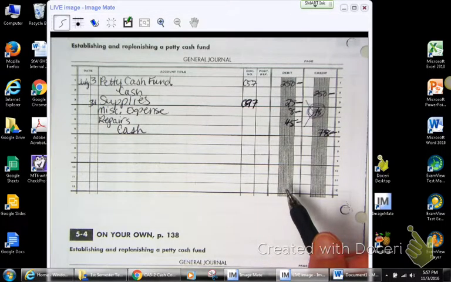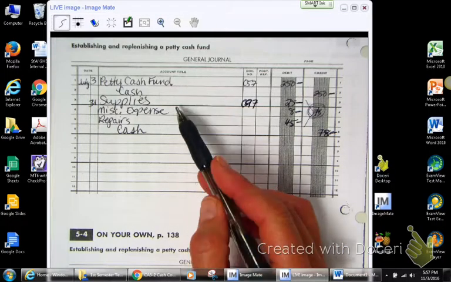Okay, and that's all there is to establishing a petty cash fund and then replenishing it.